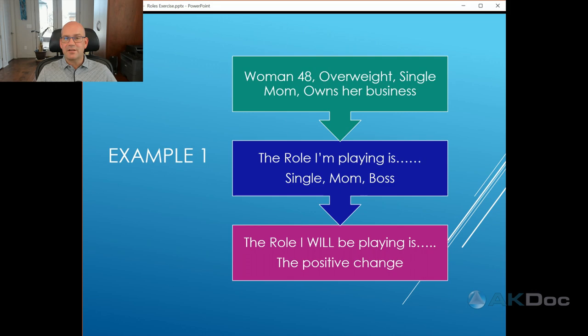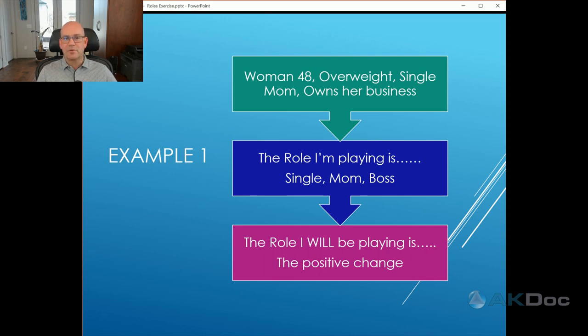Her role as the single mom could also be exhausted single mom who tries to do everything perfectly, but just can't seem to make ends meet. And then her role as a boss is, I'm a confident boss who cares about her employees, who does a great job, who pays them well. So what does this do?